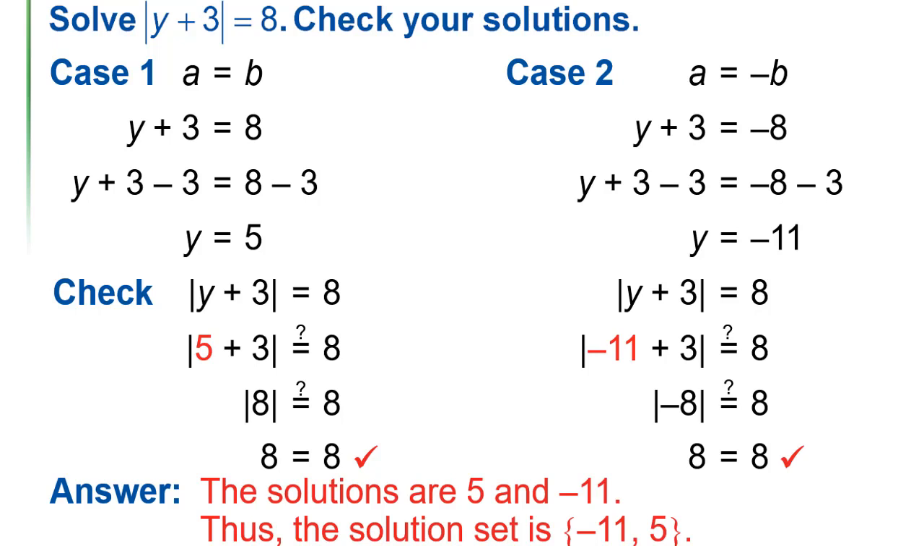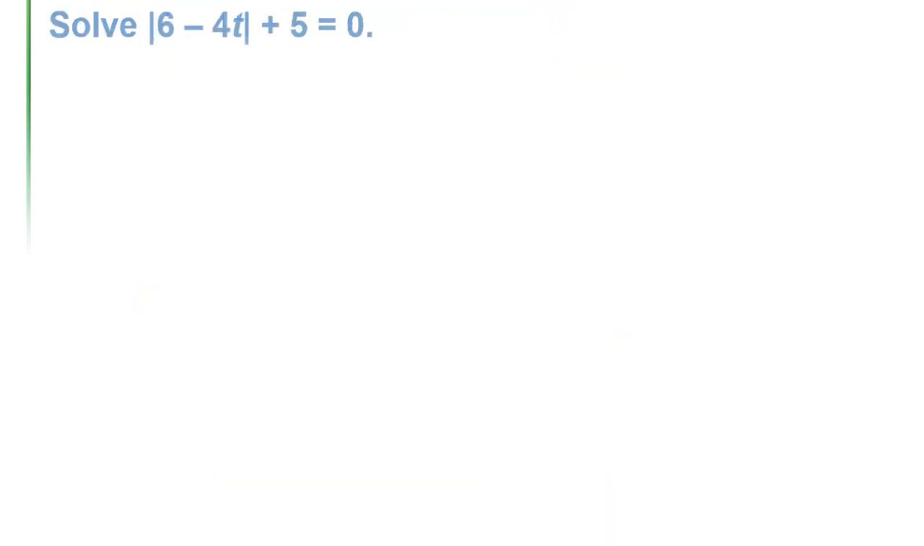So the solution set, written in set notation, is brackets negative 11 comma 5. These are 2 individual solutions to this absolute value equation. It is possible in some cases to get no solution as an answer.